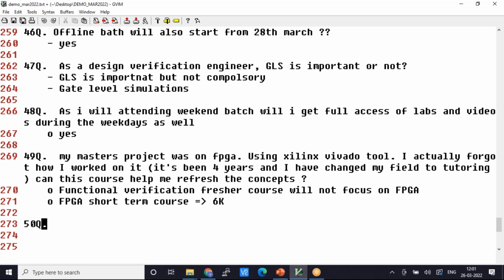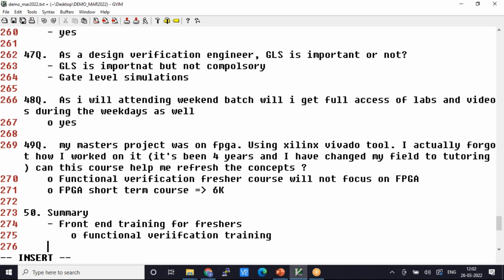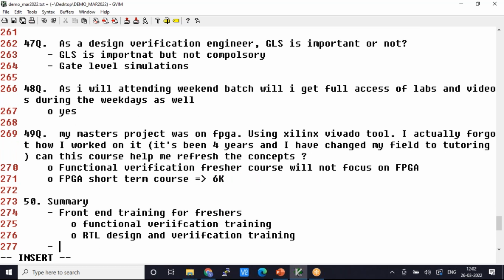In summary, just to summarize the course, there are majorly 3 domains for which we are doing the demo today. It is front-end training for freshers, or you can call it functional verification training, or you can say RTL design and verification training. All of them are the same. All these 3 courses are exactly the same, just with different terminologies.